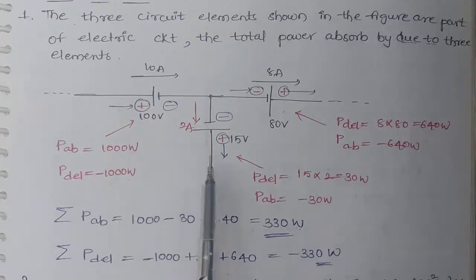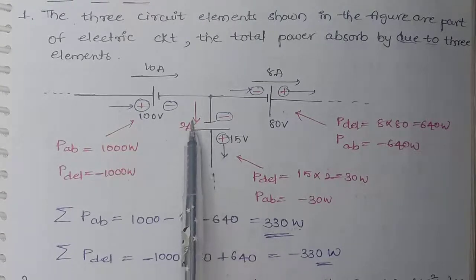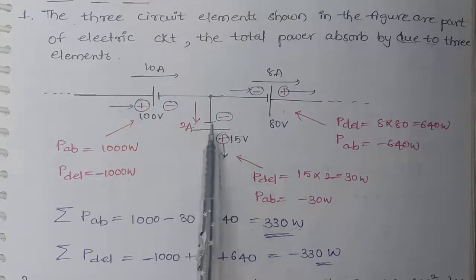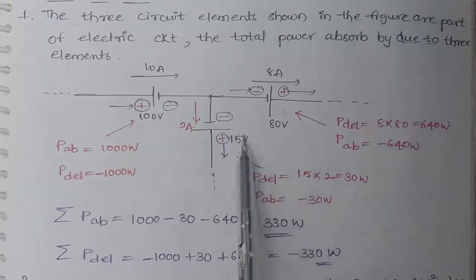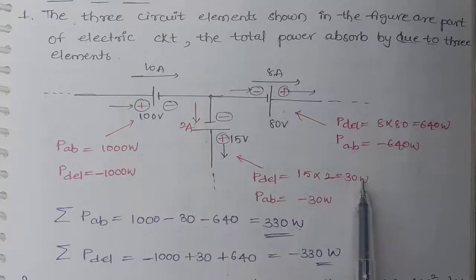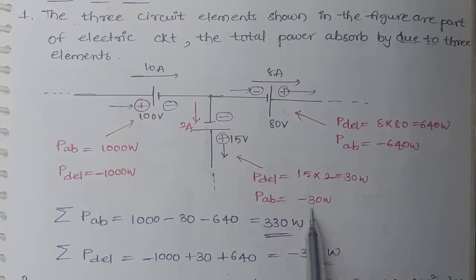Now look at this element. Here we can observe that a 2 ampere current is leaving from the positive terminal. That means this element is going to deliver power. That power will be 15 volts into 2 ampere, that is 30 watts. This element is going to deliver 30 watts, which means it is absorbing minus 30 watts.